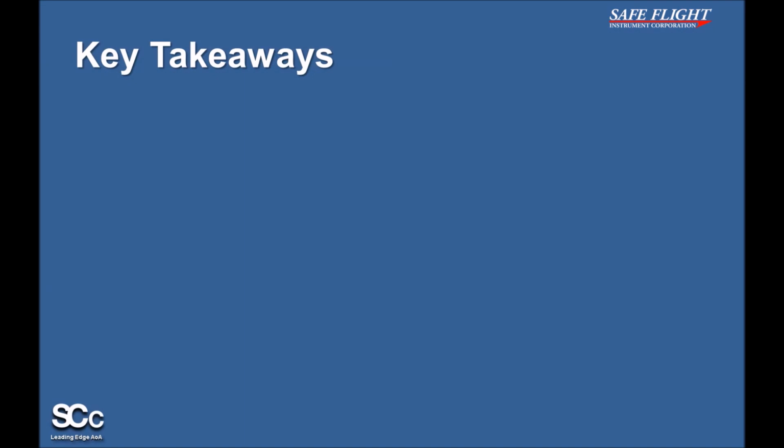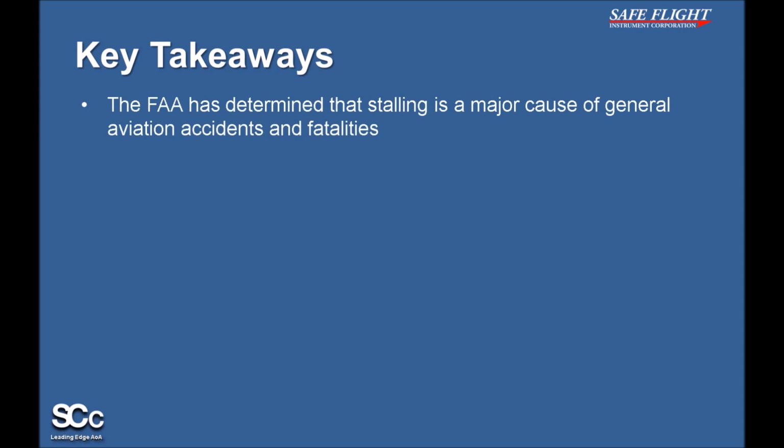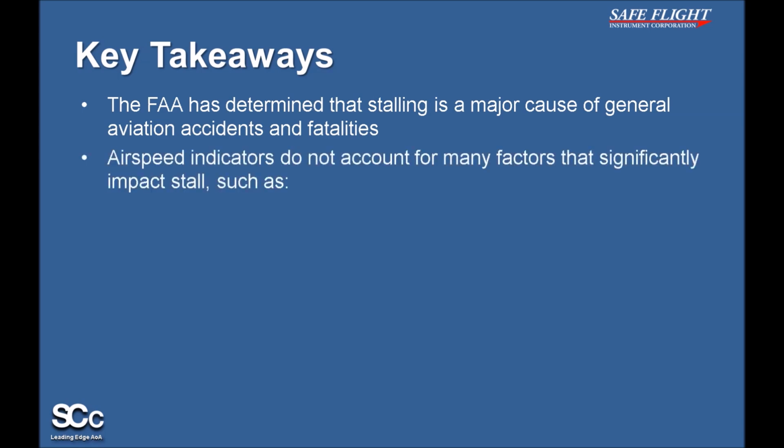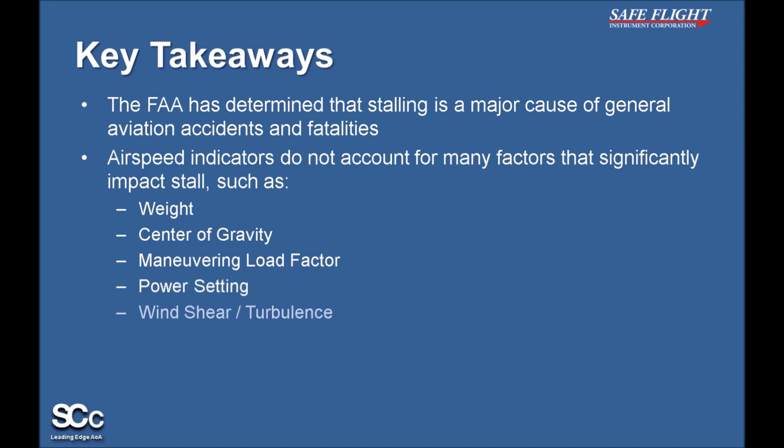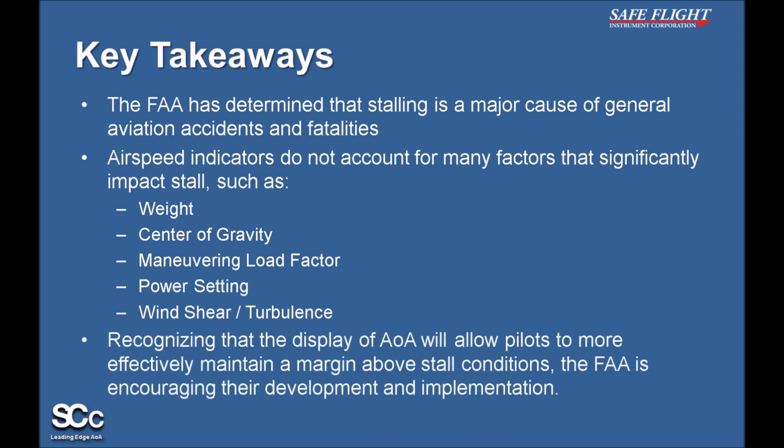Let's go over the key takeaways from this presentation. The FAA has determined that stalling is a major cause of general aviation accidents and fatalities. Airspeed indicators do not account for many factors that significantly impact stall, such as weight, center of gravity, maneuvering load factor, power setting, and wind shear and turbulence. Recognizing that the display of AoA will allow pilots to more effectively maintain a margin above stall conditions, the FAA is encouraging their development and implementation.